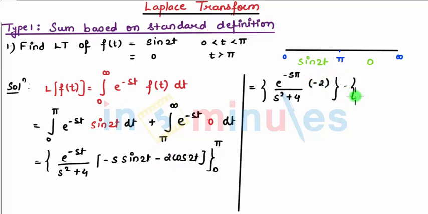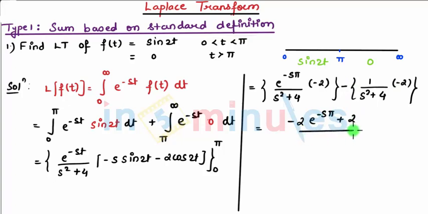When you put the lower limit, e raised to 0 is 1, divided by s square plus 4. Putting 0, sin 0 is 0 and cos 0 is 1, so again you get a minus 2. So I get minus 2 e raised to minus s pi, and minus and minus becomes plus 2, whole divided by s square plus 4. Finally my answer changes to, taking 2 common, 2 times 1 minus e raised to minus s pi divided by s square plus 4. So that's my sum completed.